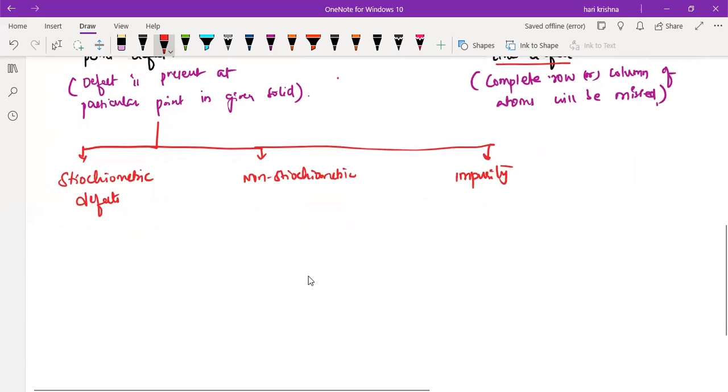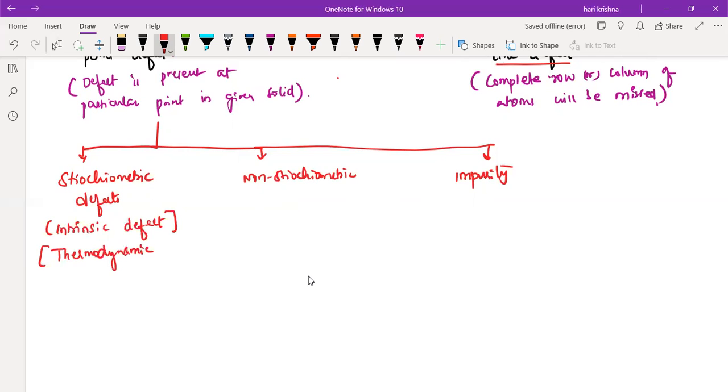So in the case of stoichiometric defects, it is also called an intrinsic defect. What is the name? Intrinsic defect. The other name for the stoichiometric defect is the intrinsic defect, or you can also call it a thermodynamic defect. These are the three names for the stoichiometric defects.